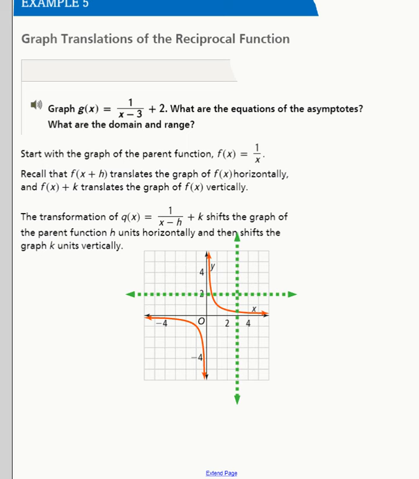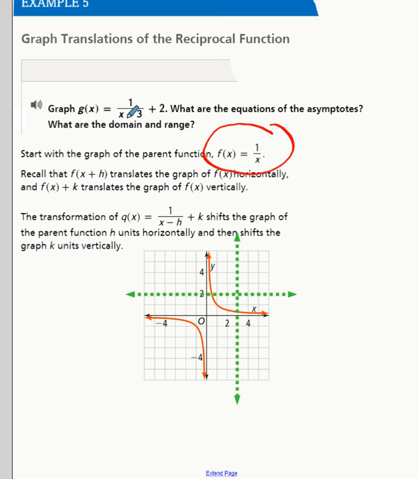In example 5, it says graph the function 1 over x minus 3 plus 2. What are the equations of the asymptotes and what are the domain and range? So on the screen in red is the parent function 1 over x. That is here in red. That's the curve here in red.